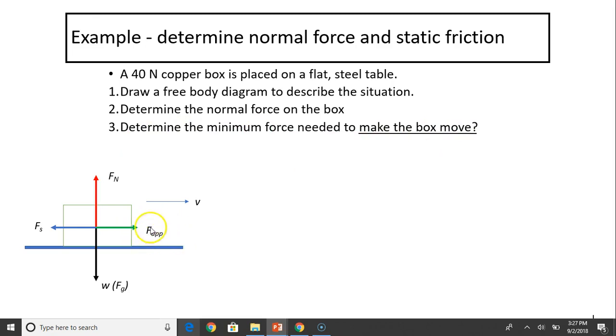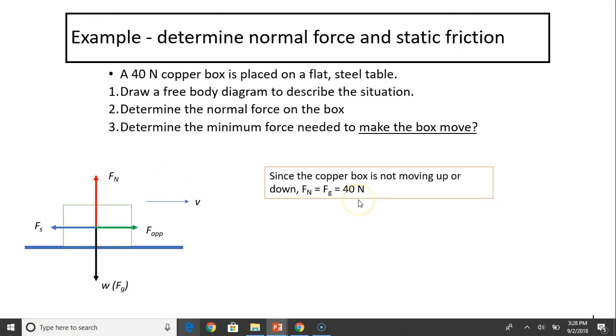This applied force is the minimum force to make the box move. So there is weight or gravity, there's normal force, there's a friction force, and here is your applied force. Your applied force and the force of static friction constantly balance each other until the box starts to move. Here's the free body diagram. What is the normal force? Again, normal force equals the weight. So in this case, it's 40 newtons.